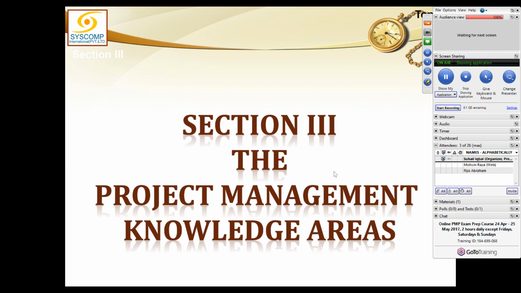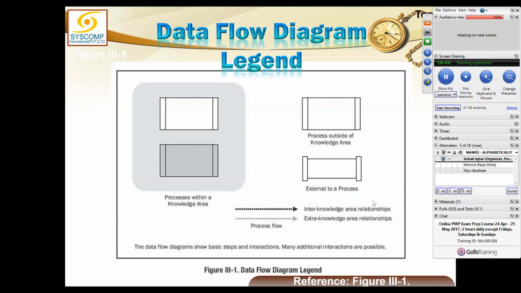So here we start with the knowledge areas. The convention will almost remain the same. You will find the boxes exactly as we defined in the previous chapter, but with a little difference. Let me show you. Can you see the marker, the pointer here?